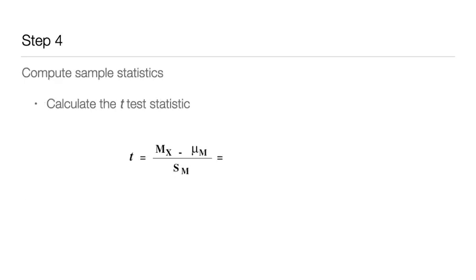Step 4 is where we're calculating that test statistic. We're going to take the mean of our sample minus the mean of our population and divide it by our estimated standard error. So 28 minus 30 divided by 1.17, that's -2 divided by 1.17. We get a t-statistic of -1.7.